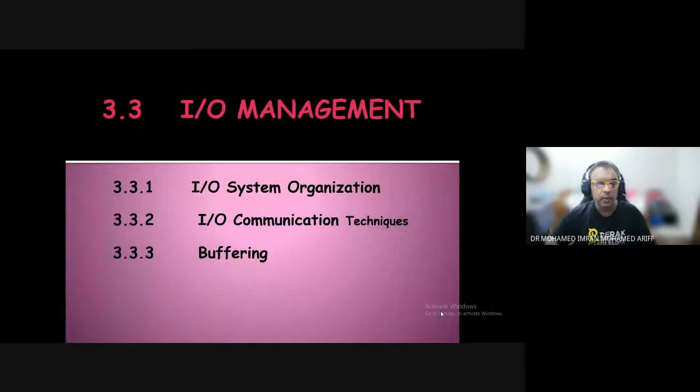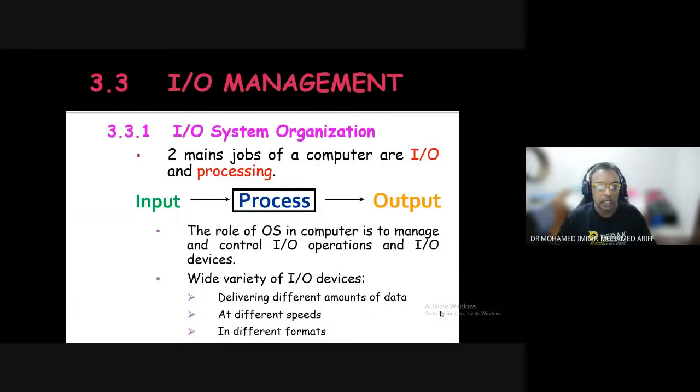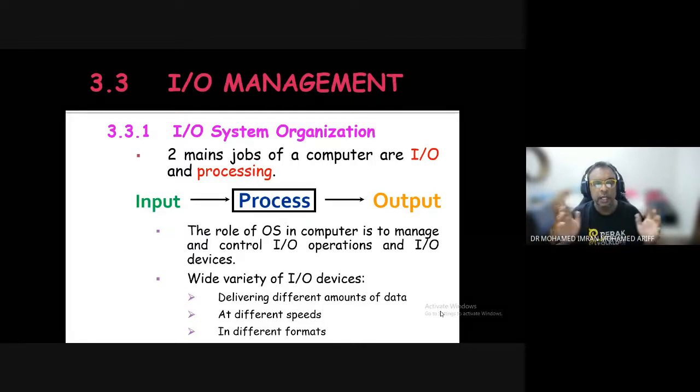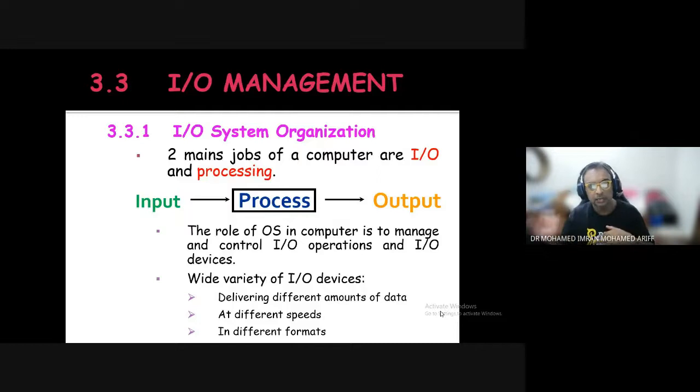So we are going to understand the main system organization of the computer system. All right. As you know, the computer system works on two main jobs, which is to receive input and to process it. Okay, so this is the basic idea of any computer system: receive input, process it, and deliver the output.